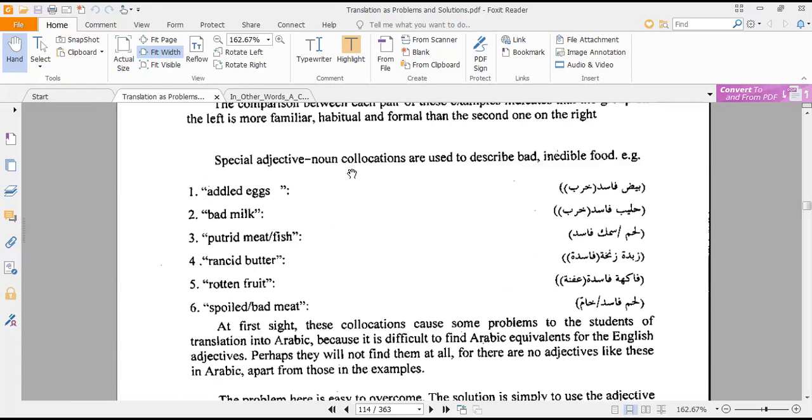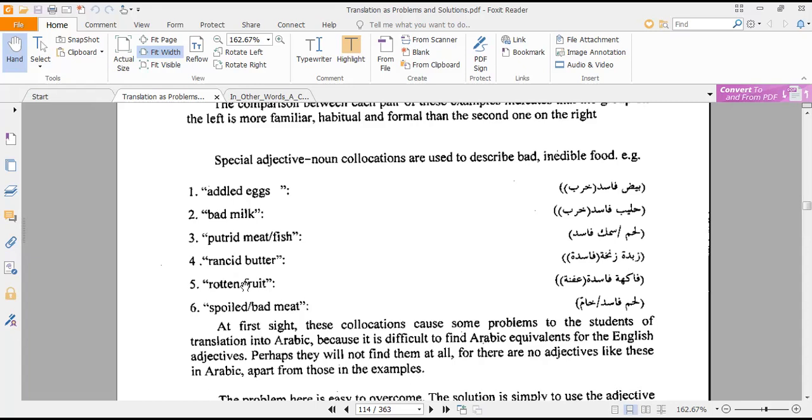طيب نيجي هنا. Also sometimes we have special adjective noun collocations used to describe bad food. For example, bad milk حليب فاسد أو حليب خرب. نحكي rotten fruit فاكهة فاسدة. وبالتالي أنا الحاجتين ترجمتها فاسدة، ولكن in English بقدرش أحكي rotten milk. لا، rotten بتيجي مع fruit only and this is a collocation. رغم إنه bad milk, bad ممكن أترجمها كسيء and the meaning is conveyed, but it is not a collocation the way rotten is with fruit.